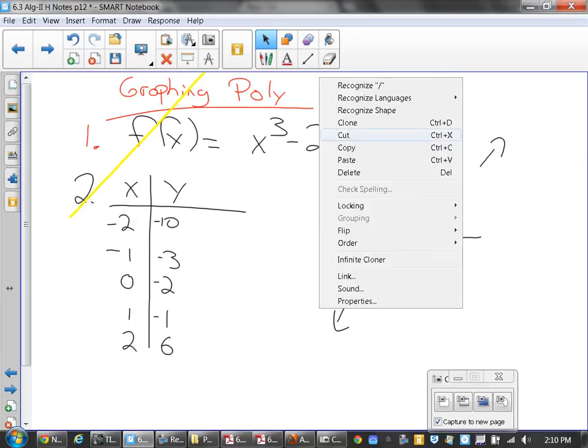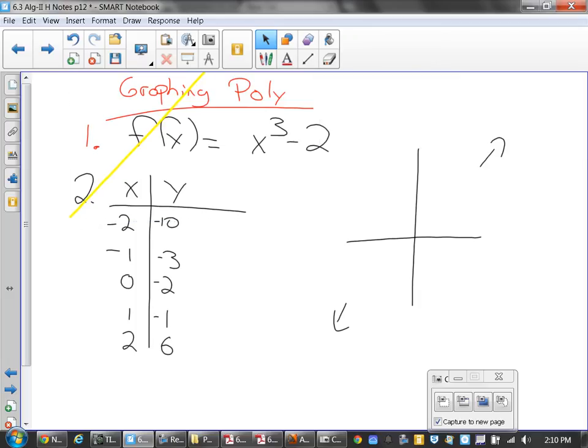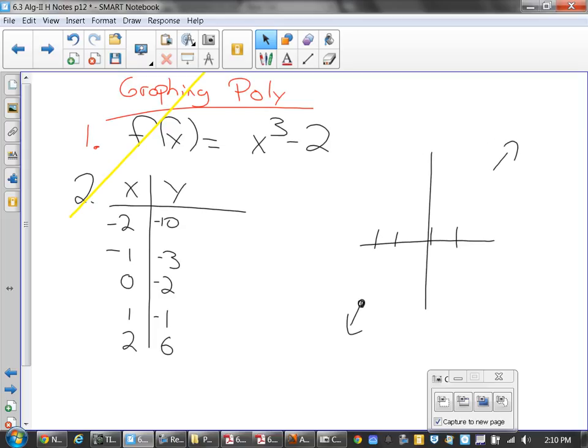So if I go back in, a rough idea here: negative 2, and 1 and 2. At negative 2, I'm at negative 10, so I'm way down here. So I'm my little tail over here a little bit. Negative 1, I'm at negative 3. 0, negative 2. 1, negative 1. 2 and 6. I don't know, right here. It's making my curves.